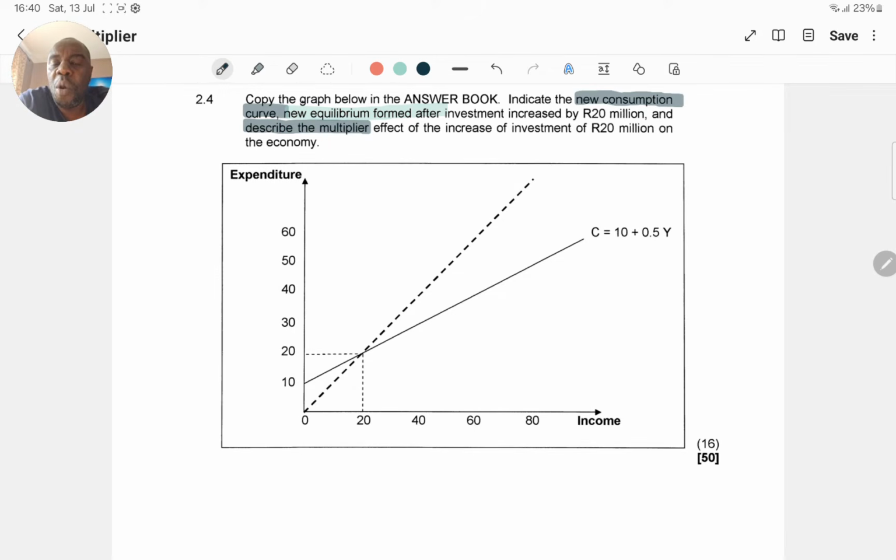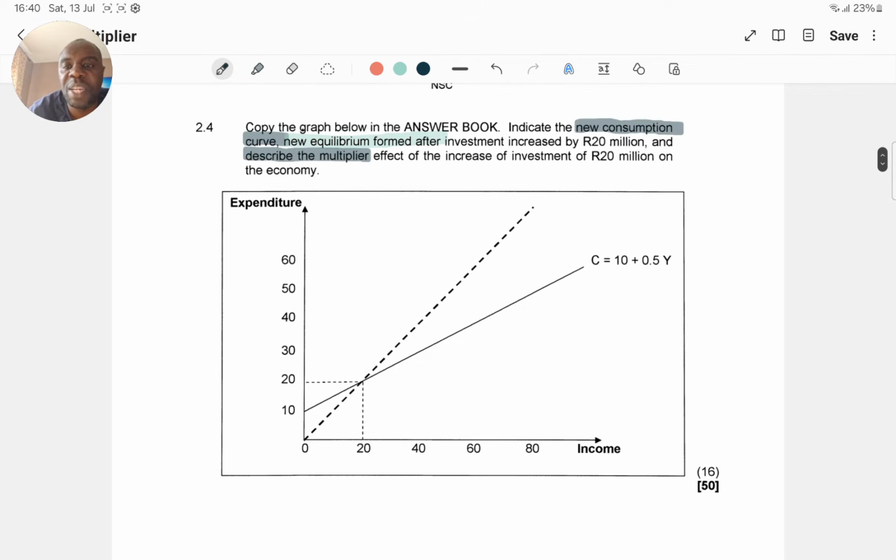If you go back to the definition of the multiplier, you are going to see that there are two pillars. Expenditure, what is its effect on income? If you go to the graph that we have been given here by the examiner, we see that on the y-axis we have our expenditure, and we also have our income on the x-axis.